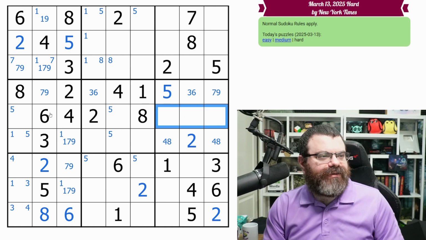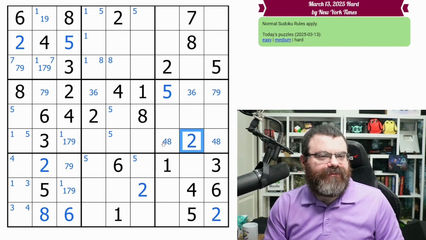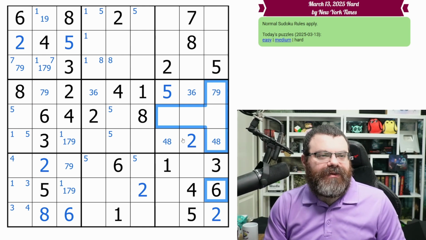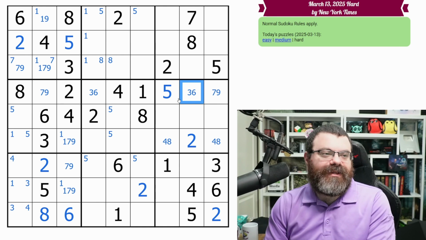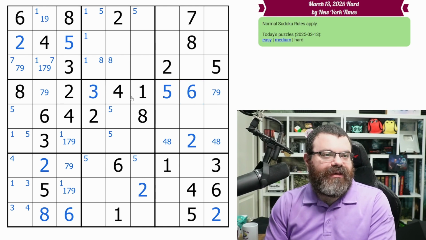Does anything look through here? 2, 4, 6, 8. 2, 4. The 6 looking through is actually huge. This can't be a 6 because of the hidden 4, 8 pair. It's a gift that keeps on giving. So this is the only place for 6 in the box. That gives us this 3.